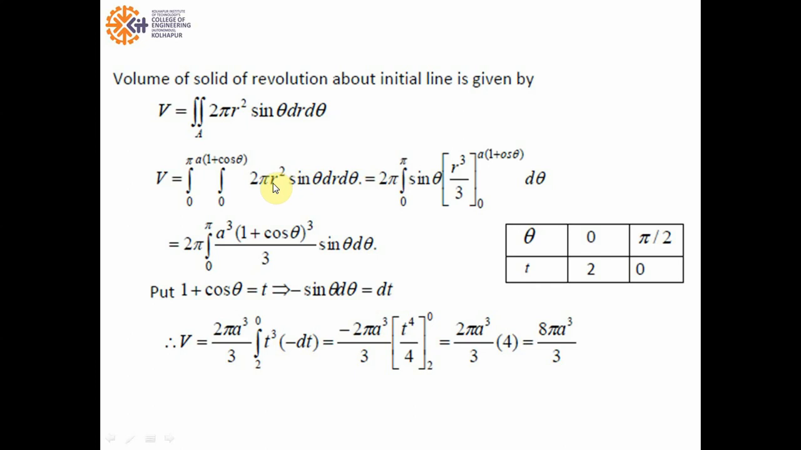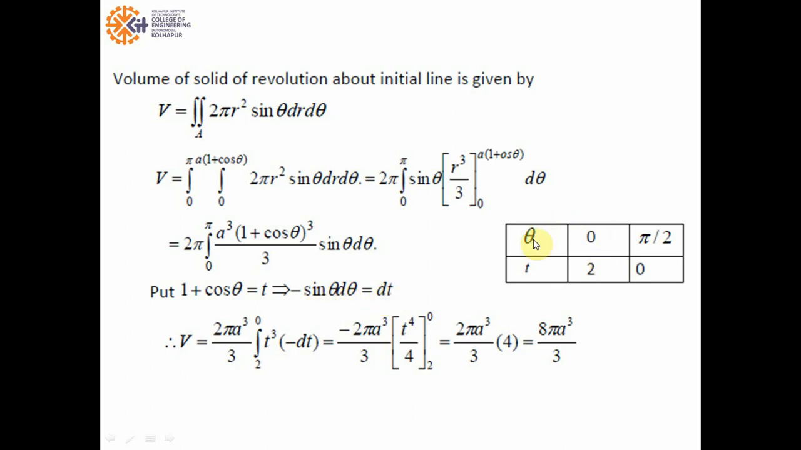First we take the integration of r² with respect to r. We get r³/3 with upper limit a(1 + cos θ) and lower limit 0, dθ. So it is equal to 2π integration 0 to π. Put r equal to the upper limit. We get a³(1 + cos θ)³/3 sin θ dθ. For evaluation of this integration, we substitute 1 + cos θ = t. Differentiating on both sides, we get −sin θ dθ = dt, and therefore sin θ dθ = −dt.